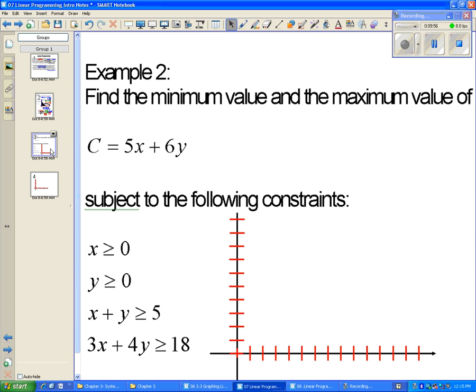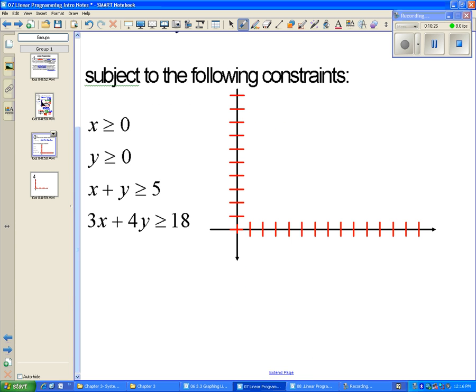So let's try another example. Example 2. Find the minimum value and maximum value. Optimize this objective function. So again, I have the objective function 5x plus 6y. Again, this is my objective function. Okay, and now I have 4 separate constraints. I need to use all 4 of my constraints.